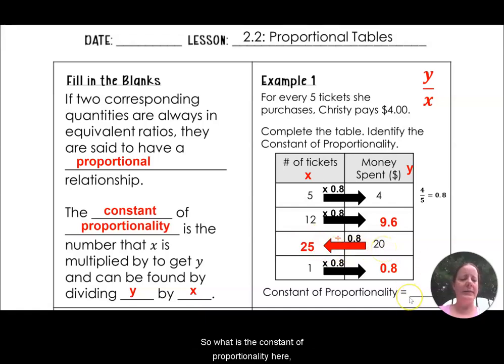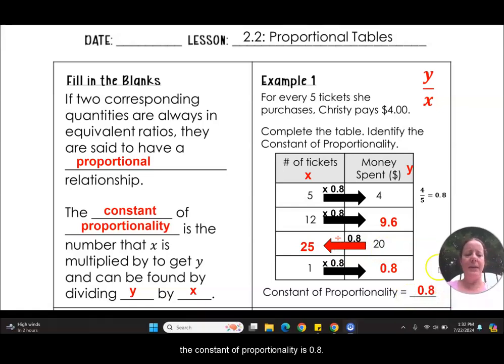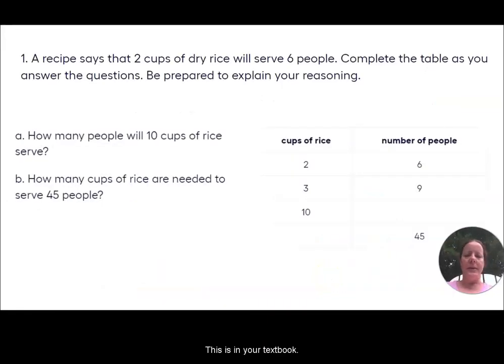So what is the constant of proportionality here? The constant of proportionality is 0.8. Okay, if you look at your table, in that middle area where the arrows are, I have 0.8 on every single arrow. That is our constant of proportionality. This is in your textbook. A recipe says that 2 cups of dry rice will serve 6 people.